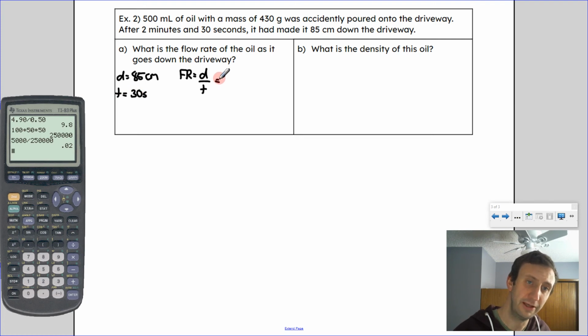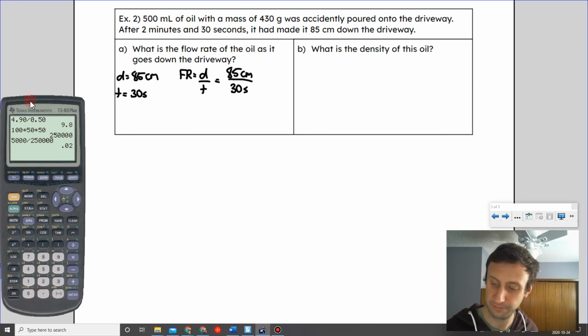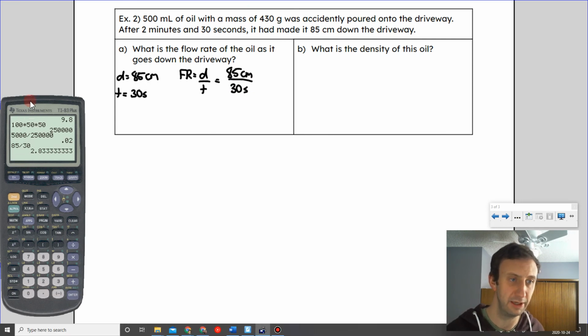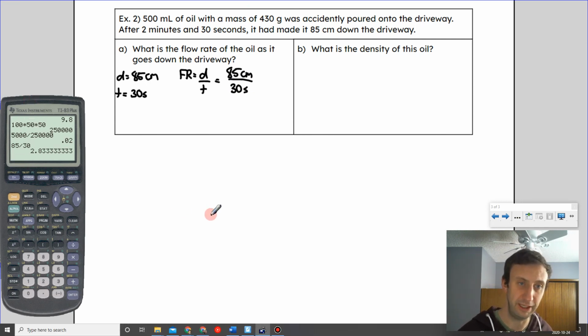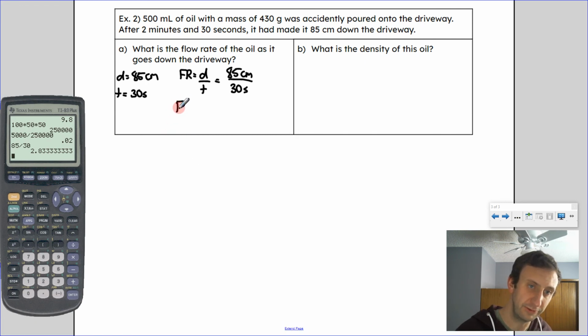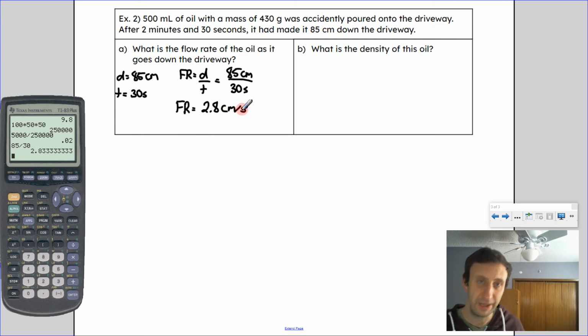So flow rate then is going to be 85 centimeters divided by 30 seconds. So I'm going to take my 85 divided by 30, and I get an answer of 2.8333. So let's go with flow rate is equal to 2.8 centimeters per second. Next question, what is the density of this oil?